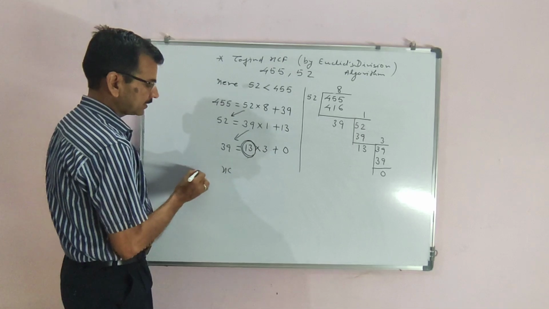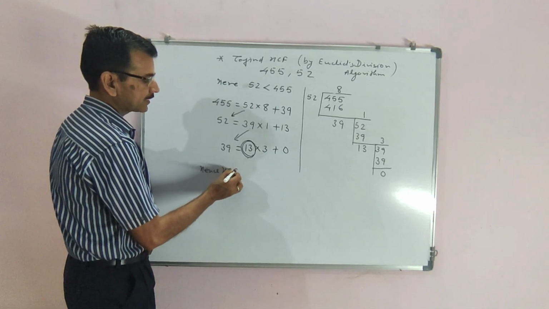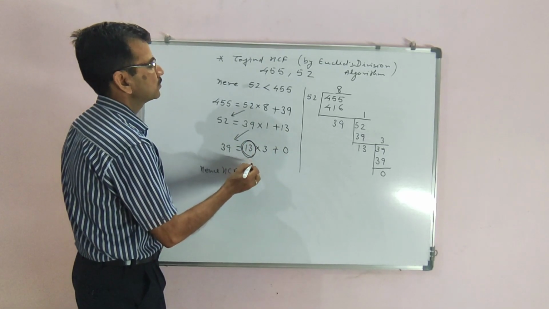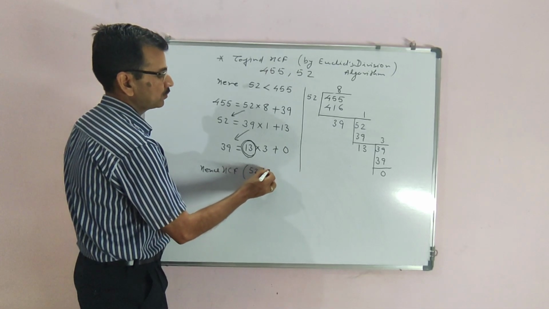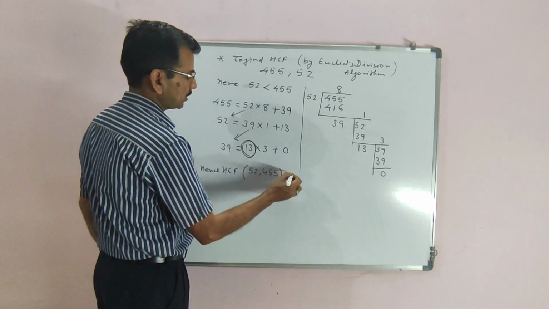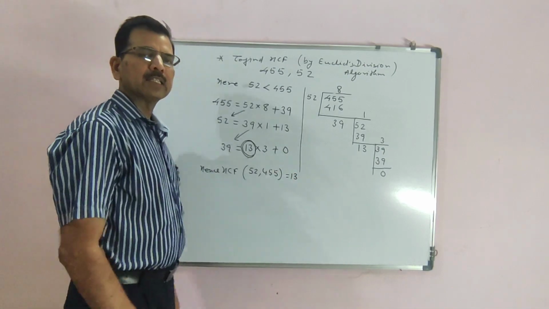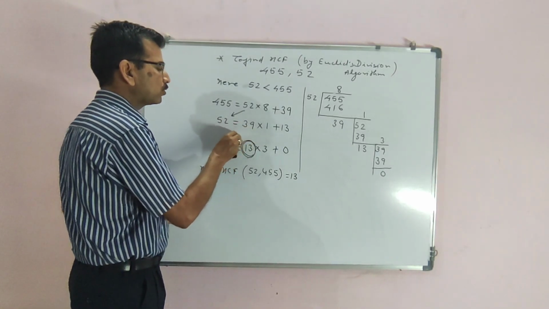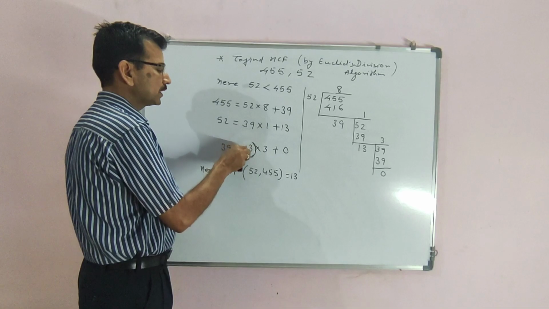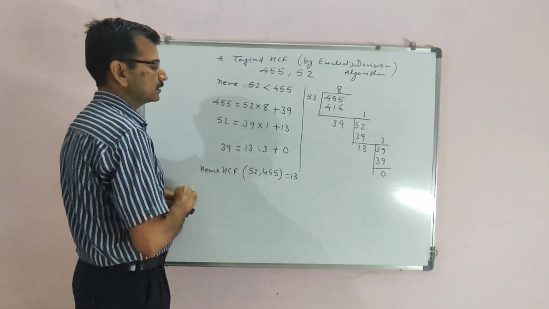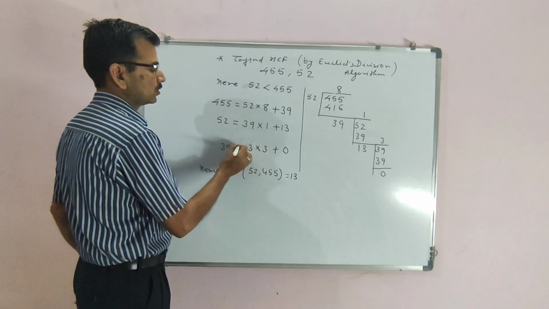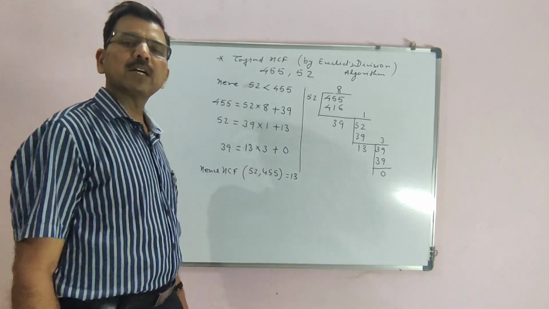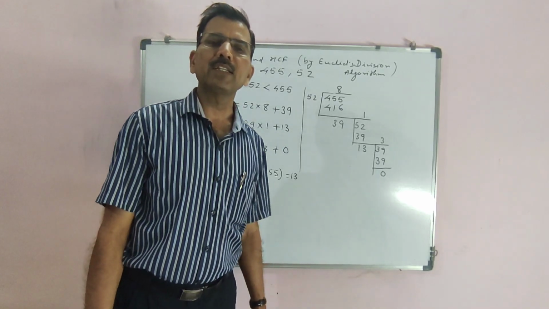So we write here, hence HCF of 52 and 455 is equal to 13. Since we are doing this in the board exam, there is no need to put the arrow mark. It is understood that finally the last divisor is the HCF. So we write it clearly and then we complete our solution. Is it clear to you, children?